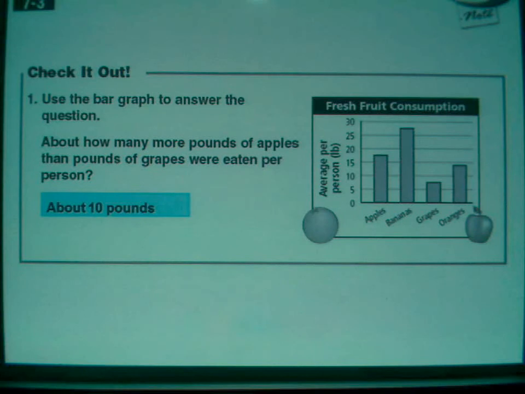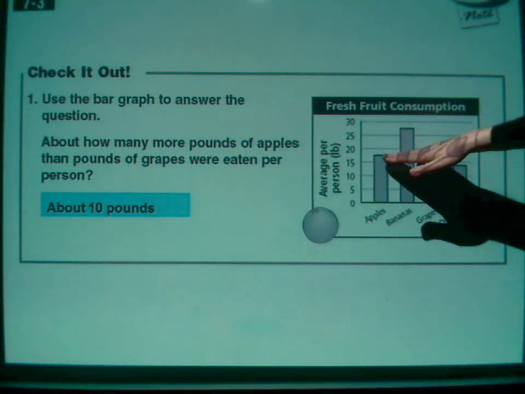Okay, so let's conclude with looking at this final question here, which is asking us to use the bar graph to answer the question about how many more pounds of apples than pounds of grapes were eaten per person. So they're again asking us to find a difference between the apples bar and the grapes bar.